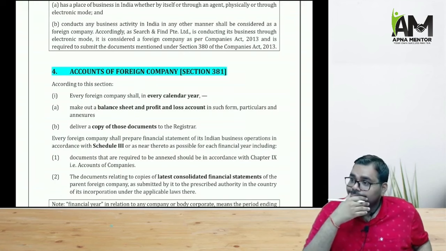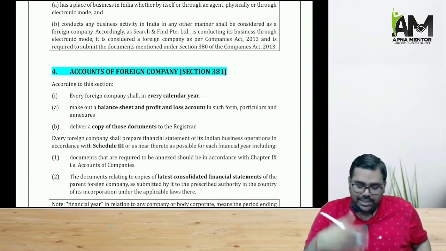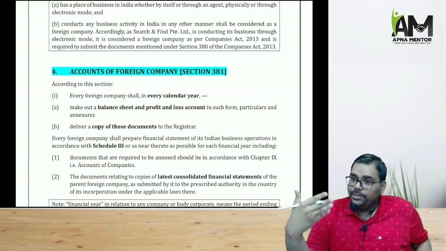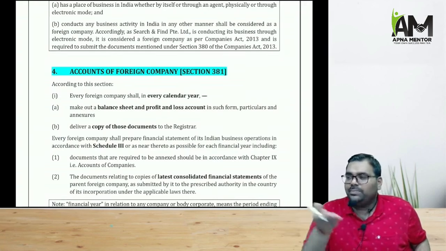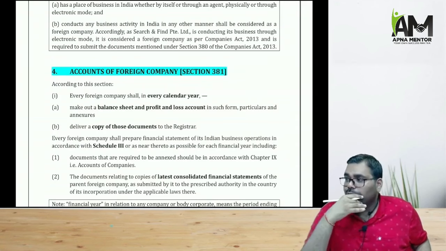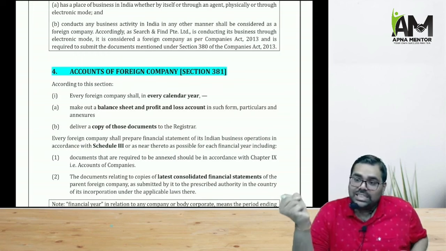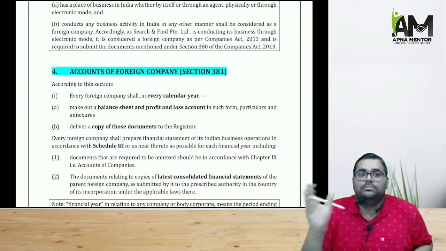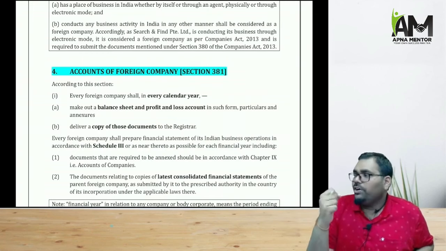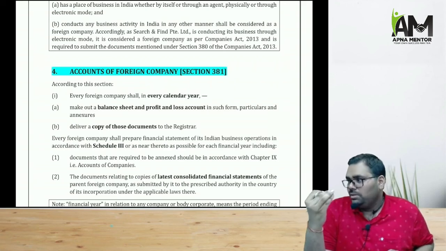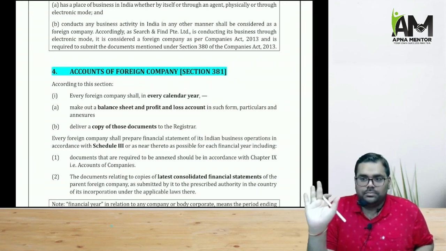Now what to do? While making the section they have written calendar year, while making the rule they have written financial year, but the section was made first and the rule was made later. What to do? Follow the section, because section is more powerful than the rule. If there is any contradiction between section and the rule, then follow the section.